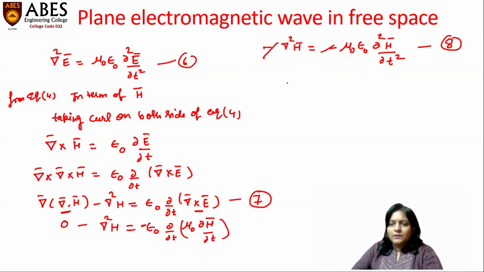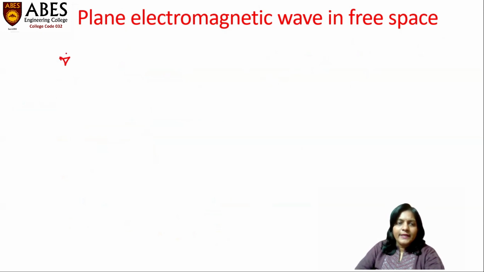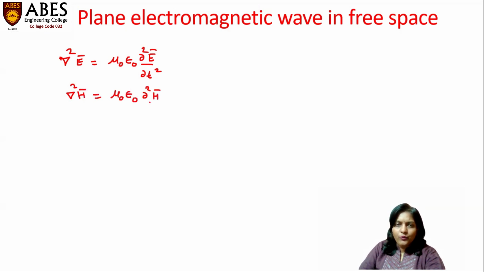And what are the equation number 6 and 8? In terms of electric field, the equation can be written as del square E is equal to mu naught epsilon naught del 2 E over del T square. And in terms of magnetic vector H, del square H is equal to mu naught epsilon naught del 2 H over del T square.